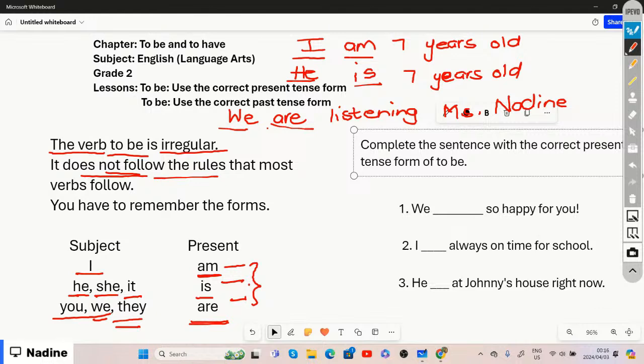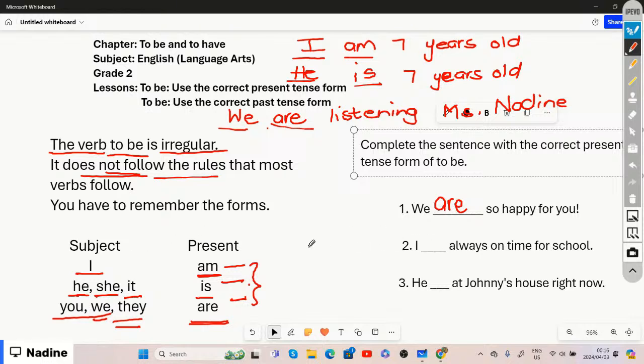All right, and if we were to choose the correct verb, the present tense form of the verb, then we can say we are so happy for you. So well done. We are so happy for you is correct, right? So are is the verb that basically correctly goes within that sentence. So are is correct. So well done. All right, now we go to number two.